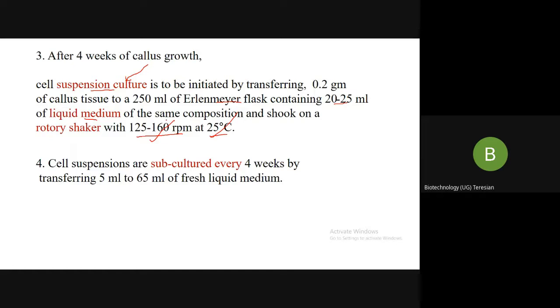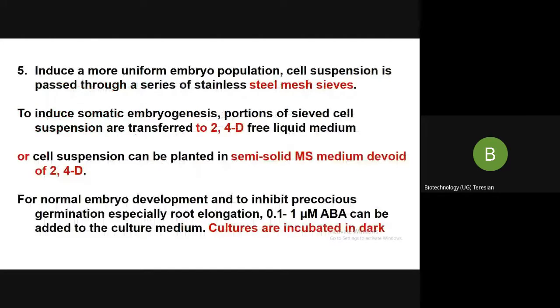After that, the cell suspensions are subcultured every 4 weeks. We should go for subculturing, otherwise there will be no nutrition, desiccation will occur, and ultimately your experiment is dead. Cell suspensions are subcultured every 4 weeks by transferring 5 ml to 65 ml of fresh liquid media, so that you can retrieve your cells and keep them alive. Then induce a uniform embryo population.